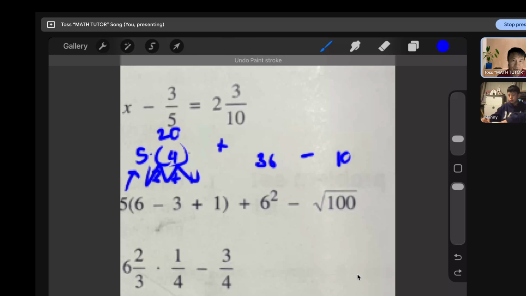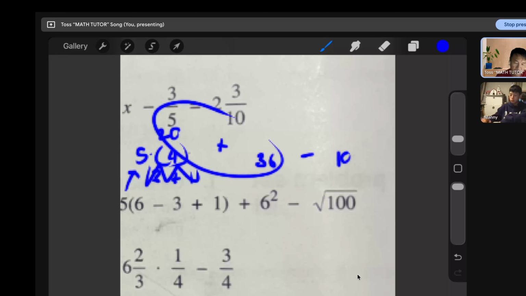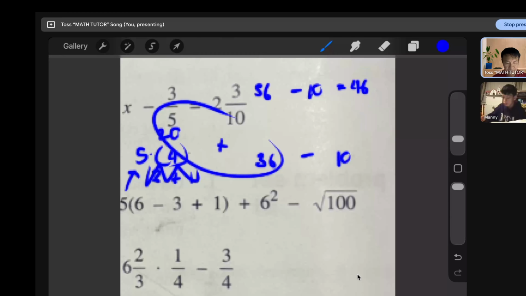I'll do that later. Let's do your teacher's way. Okay, I'll add. That'll be 56 here. I'll work upward, okay? 56 minus 10. The answer is the same, 46, as I said a moment ago. There you go. See? Now you see.